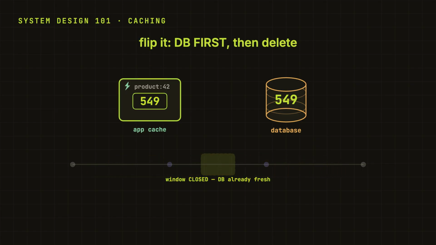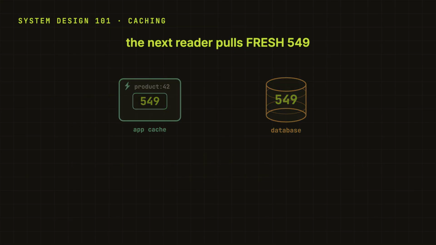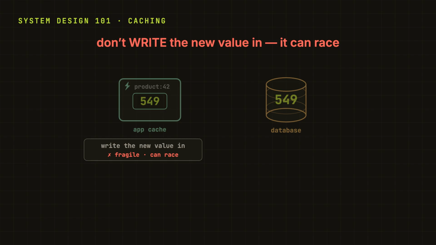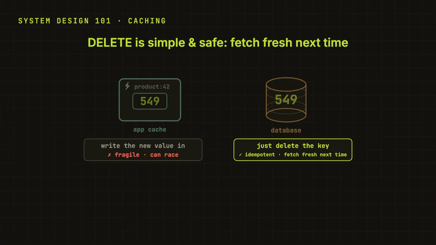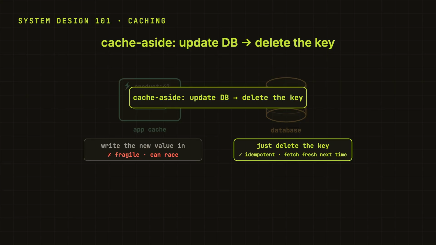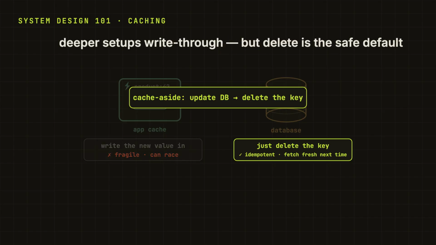Now flip the order, database first, then delete. And that window basically closes. The next reader just pulls the fresh value. And one more small thing, we delete the key. We do not try to write the new value to it. Because a delete is simple and safe. Just fetch it fresh next time. So, for cache aside, the pattern we are using, update the database, then delete the key. There are deeper setups that write through the cache instead, but for us, delete is the safe default.